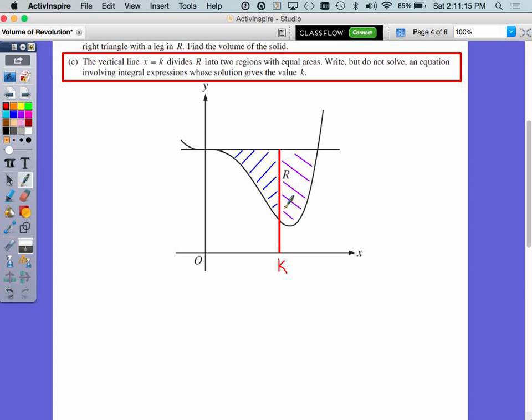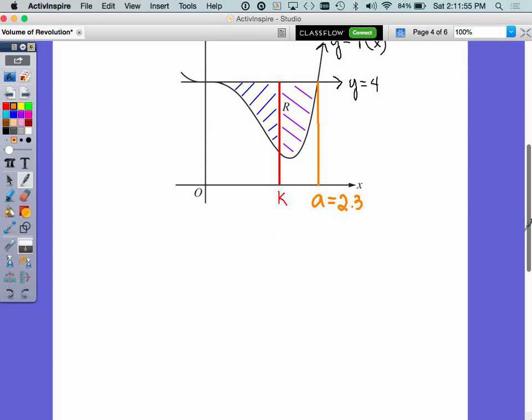We already know from the previous question that this is defined as y equals f of x, where f of x is given in the question as a quartic function, and that this is y equals 4. And we also know from what we did previously that these two curves intersect right here, and that this value we call a is actually 2.3. So now we just set up our two integral expressions.